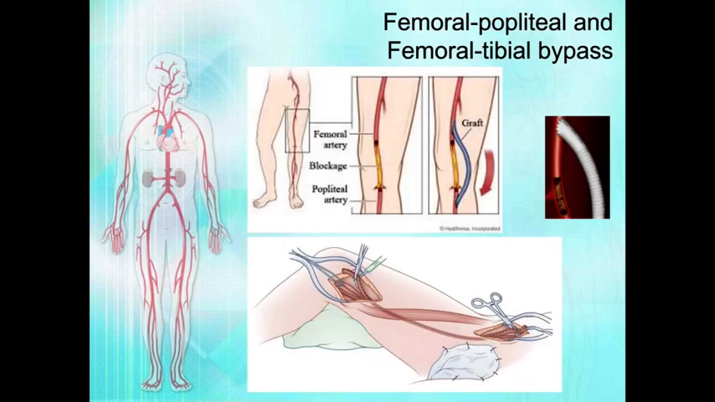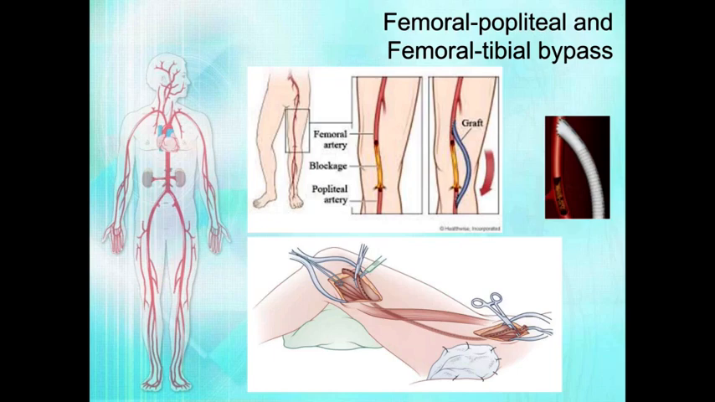A femoral popliteal bypass is better known as a fem-pop, and the goal is the restoration of blood flow to the leg by bypassing the occlusion. The bypass is done by grafting with a synthetic graft or with an autograft of the saphenous vein.